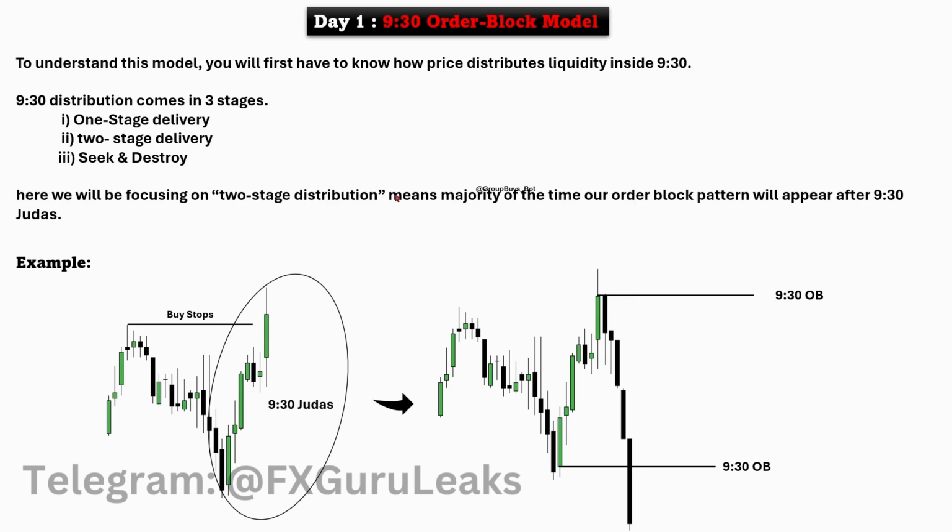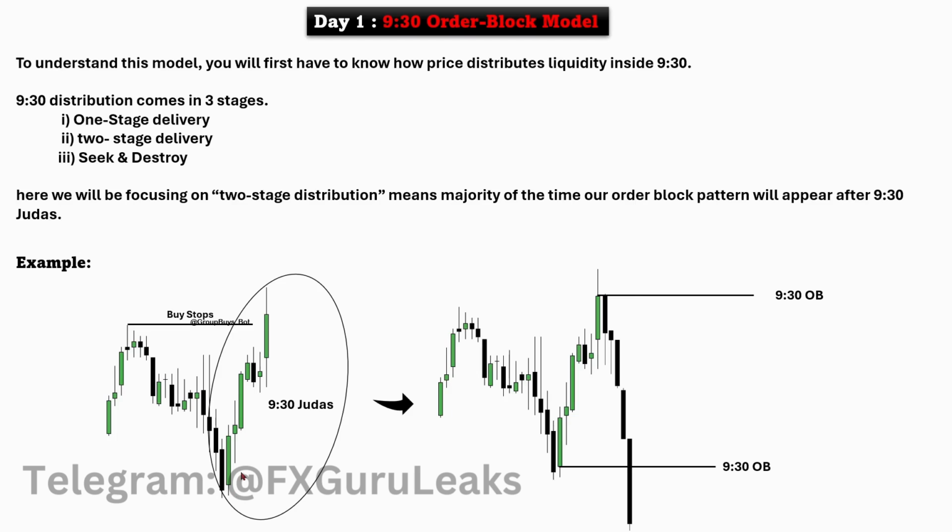In two stage delivery, what price does is it builds liquidity prior to 9:30 in the form of relative equal highs or relative equal lows, and at 9:30 it goes for those stops. So we all know generally the 9:30 candle goes for the stops, where we have buy stops or sell stops. That's what price basically does. So let's take a look at the basic structure of the pattern.